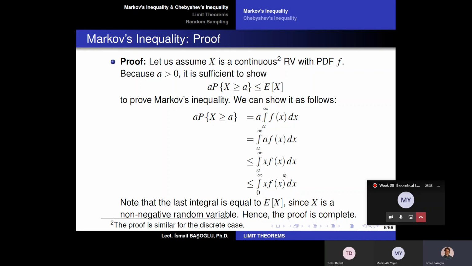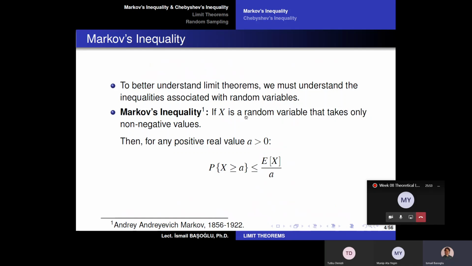Now, if you realize, the last integral that I have written here is the expected value of x. Now that we have proven this, if you take this a to the denominator of the expected value of x, you will realize that for a non-negative random variable with any distribution, any unknown distribution, the tail probability of x being greater than or equal to a (such probabilities are called tail probabilities, if you remember) is less than or equal to the expected value of x divided by a, which means that probability can never be greater than this value.